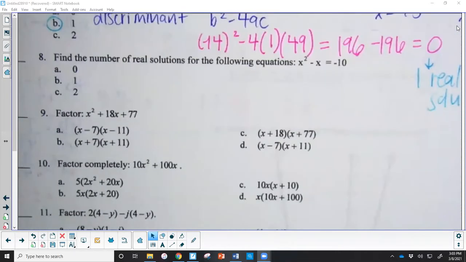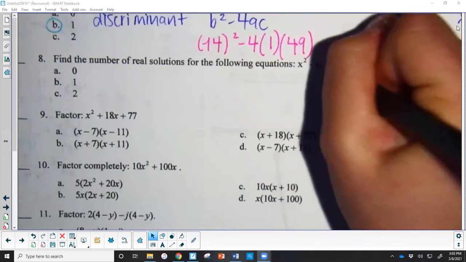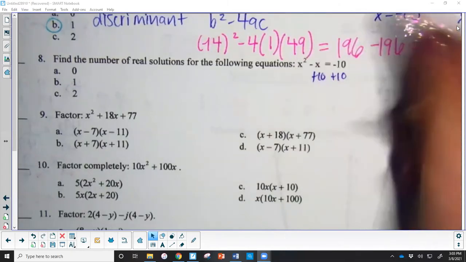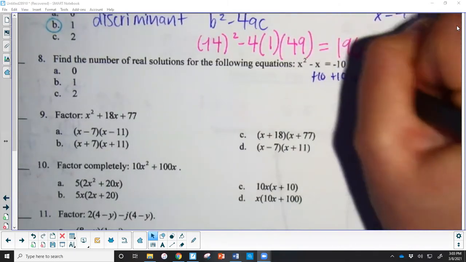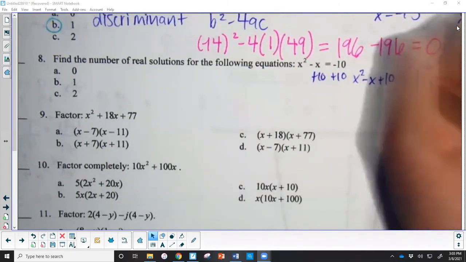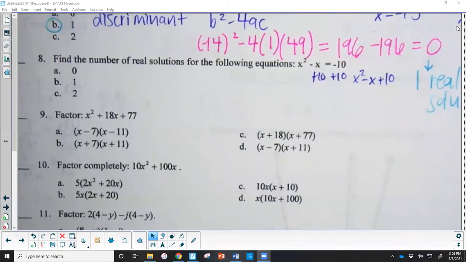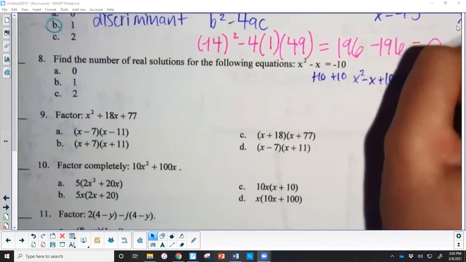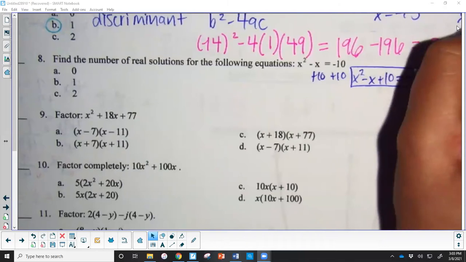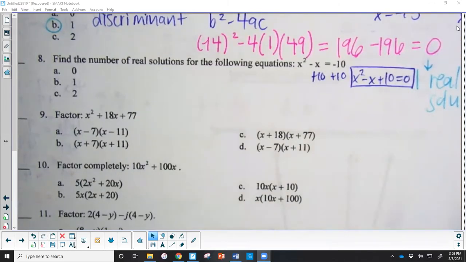Now, number 8 is very similar to this, but you need to add 10 on both sides before you do anything. X squared minus x plus 10. You use the same format, b squared minus 4ac, but you have to make sure everything is set to one side first. You have to make sure everything is set equal to 0 to find the discriminant.